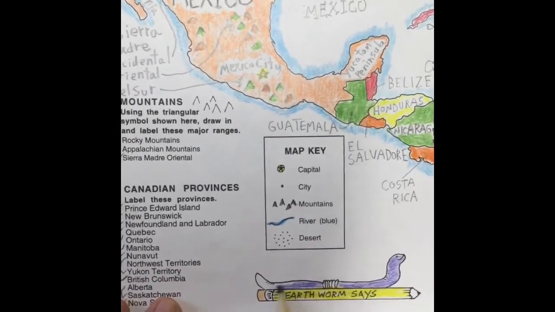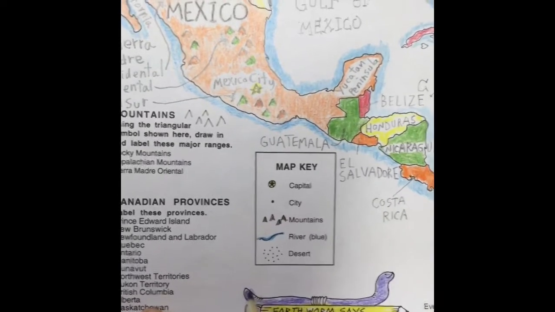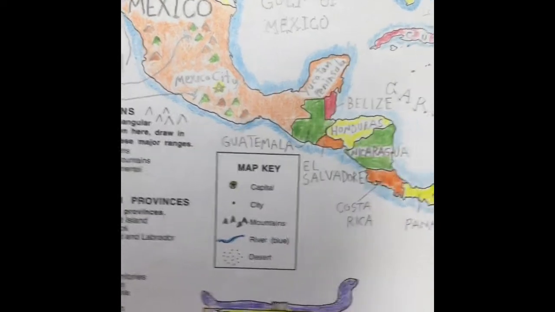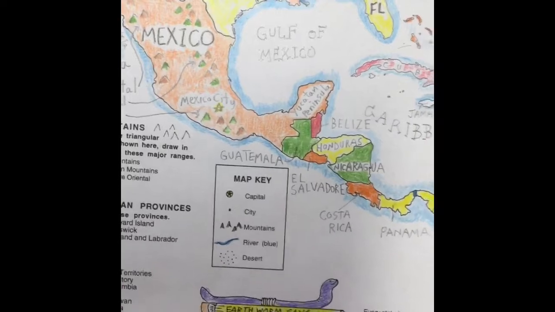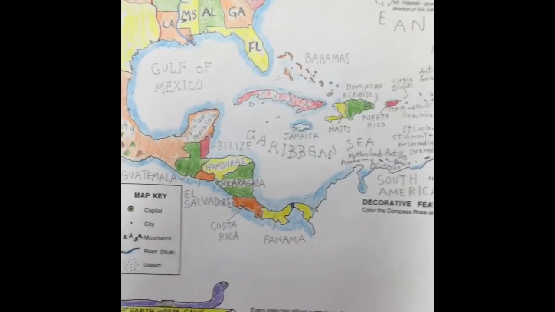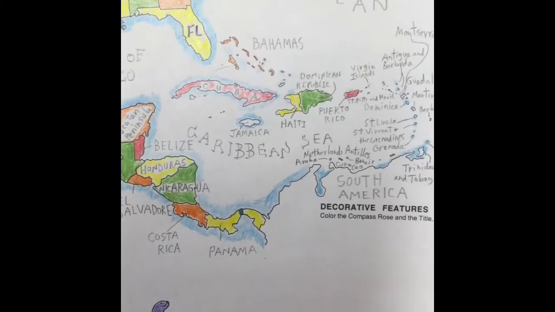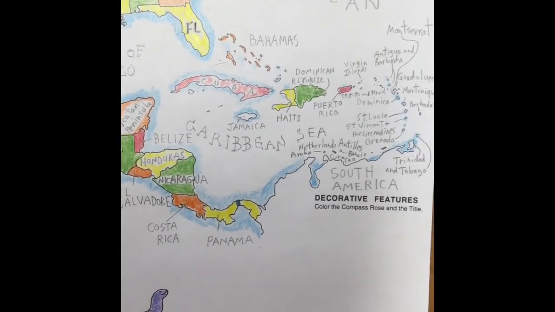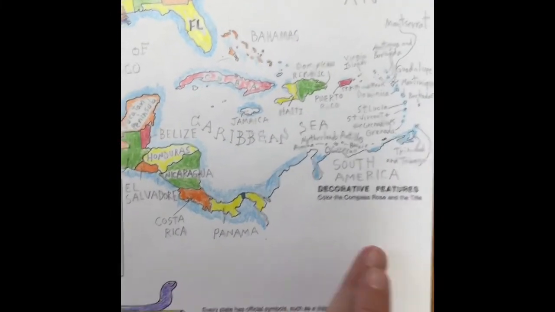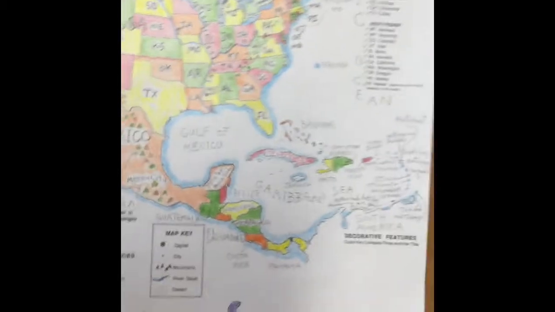But you can see that we use Professor Earthworm to introduce this last little part of the map. It says, every state has official symbols, such as a state bird, state tree. Research the symbols for your state and draw them here. And I'll just give you an example.